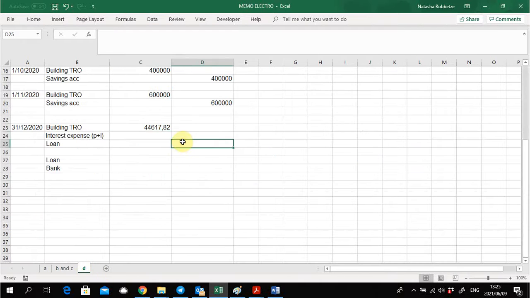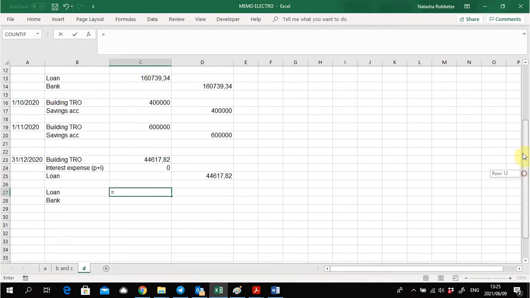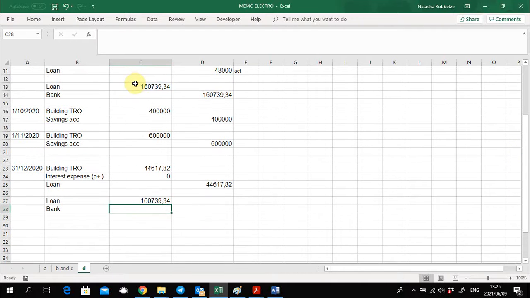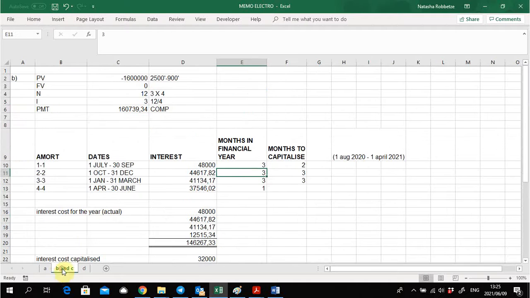So for the loan, it's going to be equal to this amount, and then there will be no balancing figure required. Then we make a loan payment. It should be the payment that we've generated on our financial calculators. So it is this payment that we've calculated there.